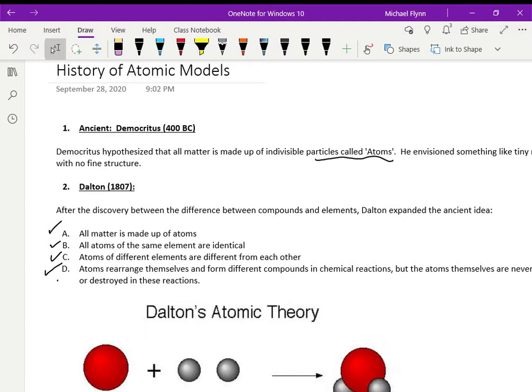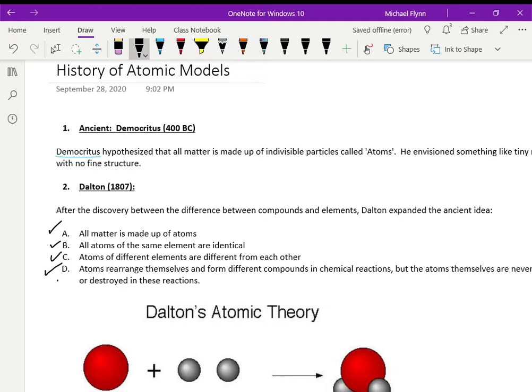Now, unlike space, where I feel the history is significant when you're studying it, in this case the ancient Greeks did not know much about this, but they did come up with the word atom. So let's talk about that. Democritus was a Greek philosopher who lived 400 years before Christ.